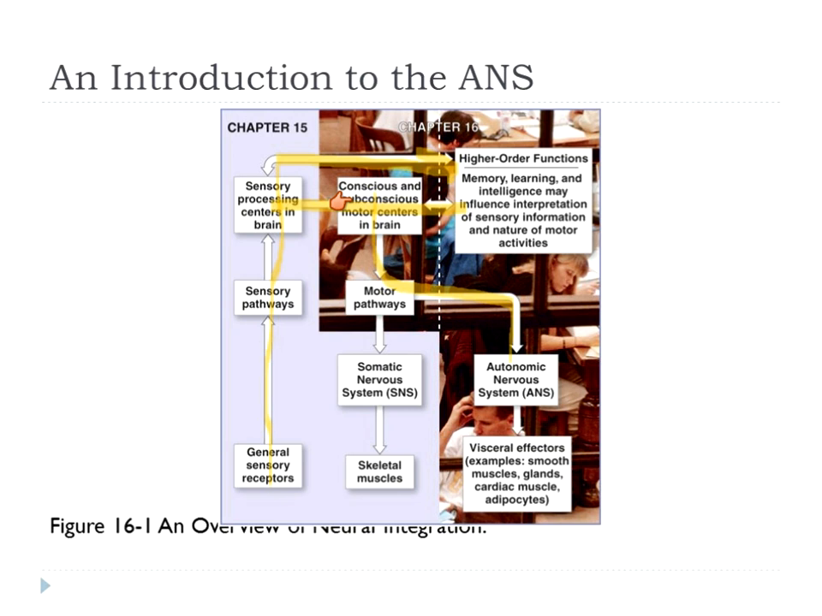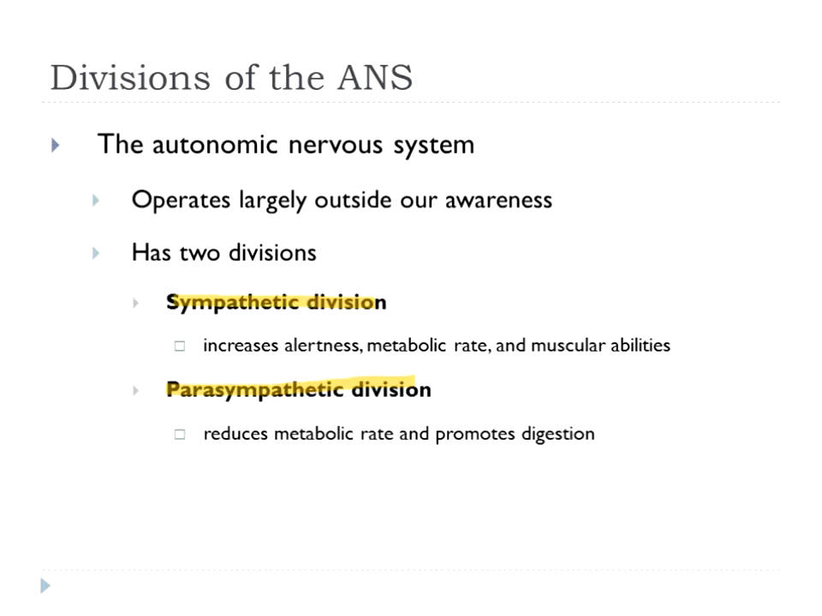The conscious and subconscious control centers of the brain can affect your motor pathways. If it affects your motor pathways and your skeletal muscles, it goes through the somatic system. If it affects your motor pathways for visceral functions, such as the movement of smooth muscles, cardiac muscles, glands, and even the activity of your fat cells, your adipocytes, that would be the job of the autonomic nervous system. So what we're primarily concerned with is the autonomic nervous system in this portion of our notes.